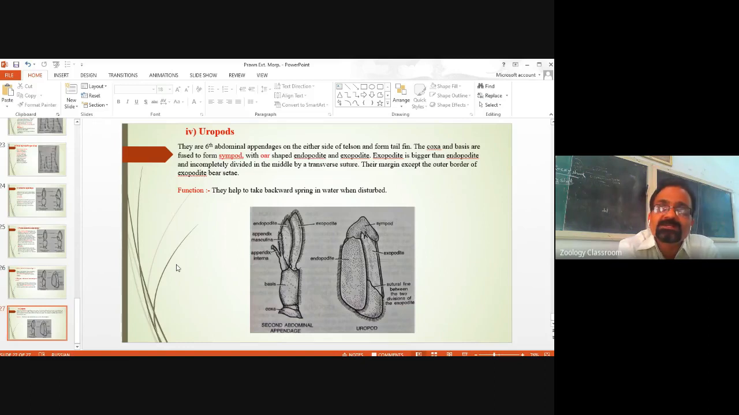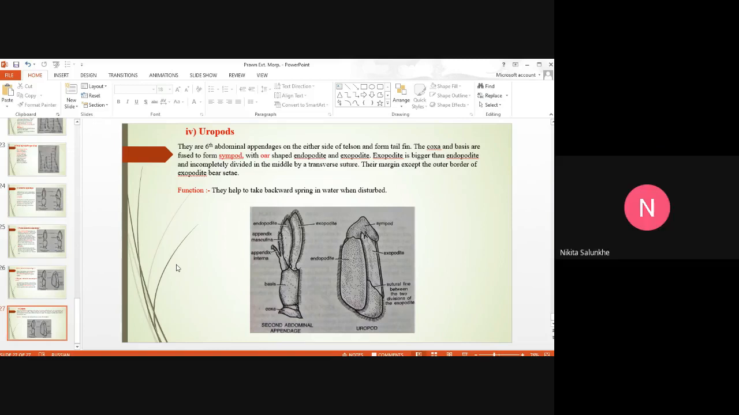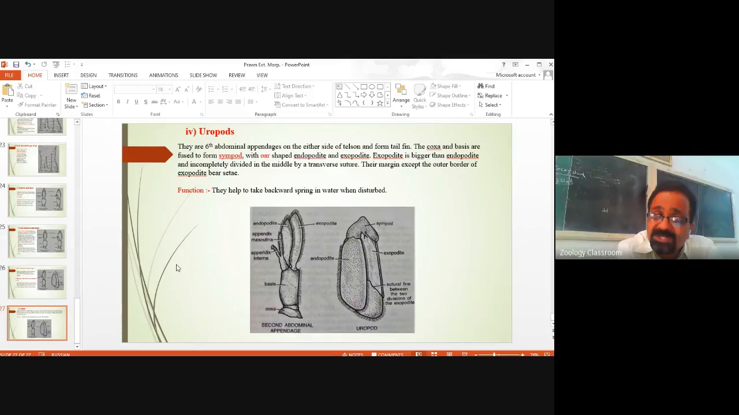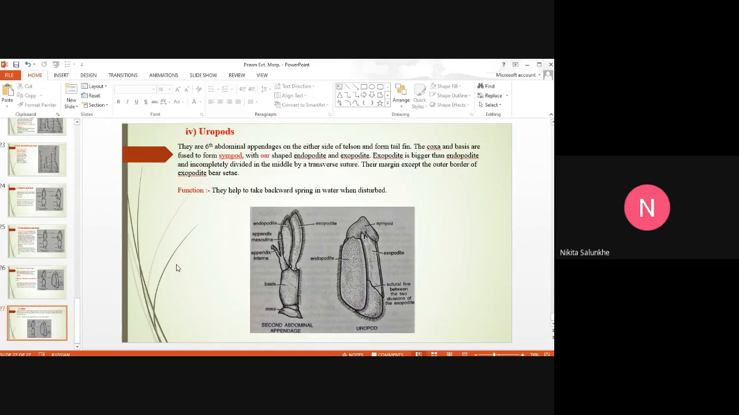Okay. Appendages present in the thoracic region are of two main types, that is maxillipeds and walking legs. How many pairs of maxillipeds are there? 3 pairs of maxillipeds. What is common among all three maxillipeds? They help in feeding, holding food and masticating it. What common structure is there in all three?